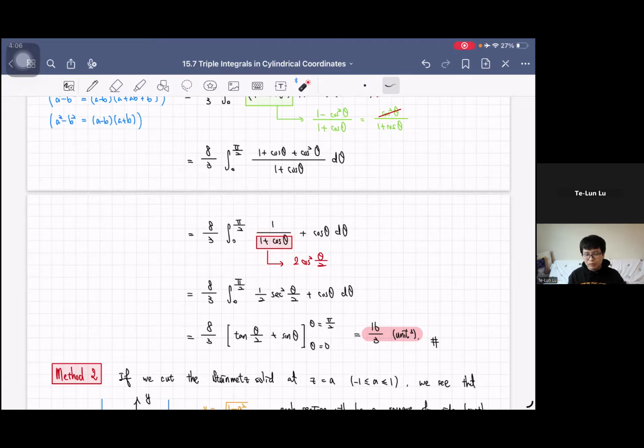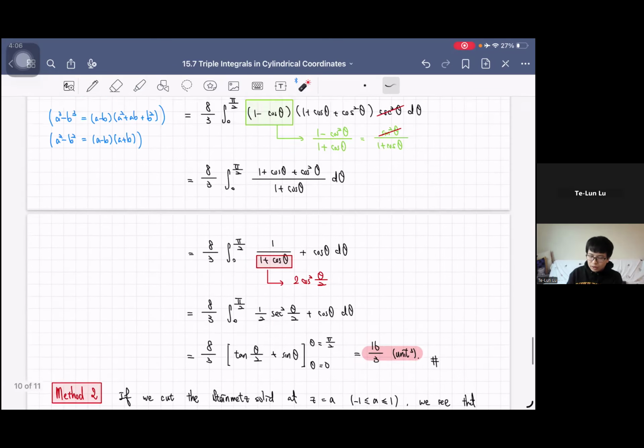Because the reciprocal of that will give you something like secant squared, which we know is the differentiation of tangent, right? So the anti-differentiation of secant squared is always tangent itself, which gives us tangent theta over 2 plus sine theta. Plugging in the corresponding boundary of theta, you get 16 over 3 unit cubed.